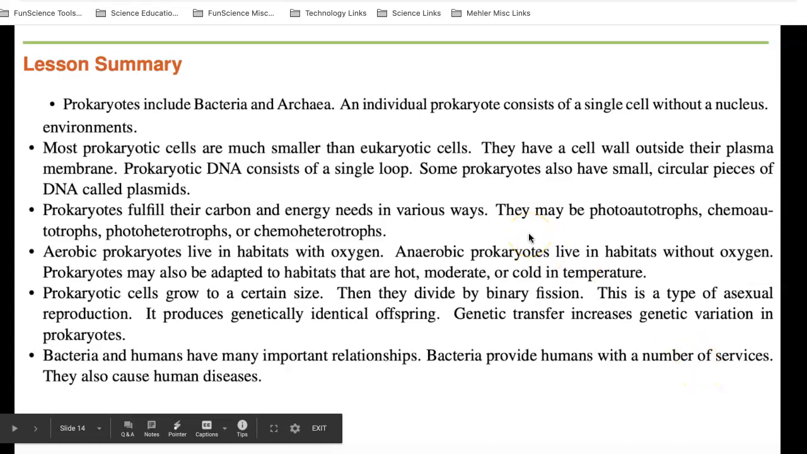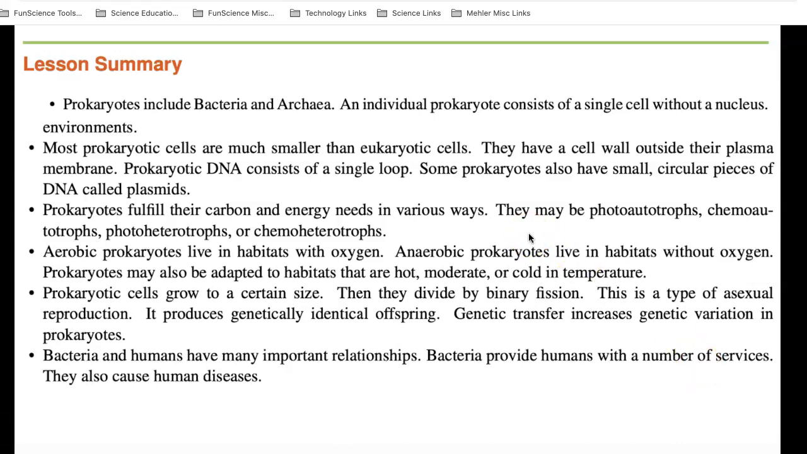So remember, please read over section 11.1 carefully. Take notes on it. We're talking about the three domains of life. The three domains are prokaryote, archaea, and eukarya. In this particular chapter, we just looked at prokarya, or bacteria, and archaea.